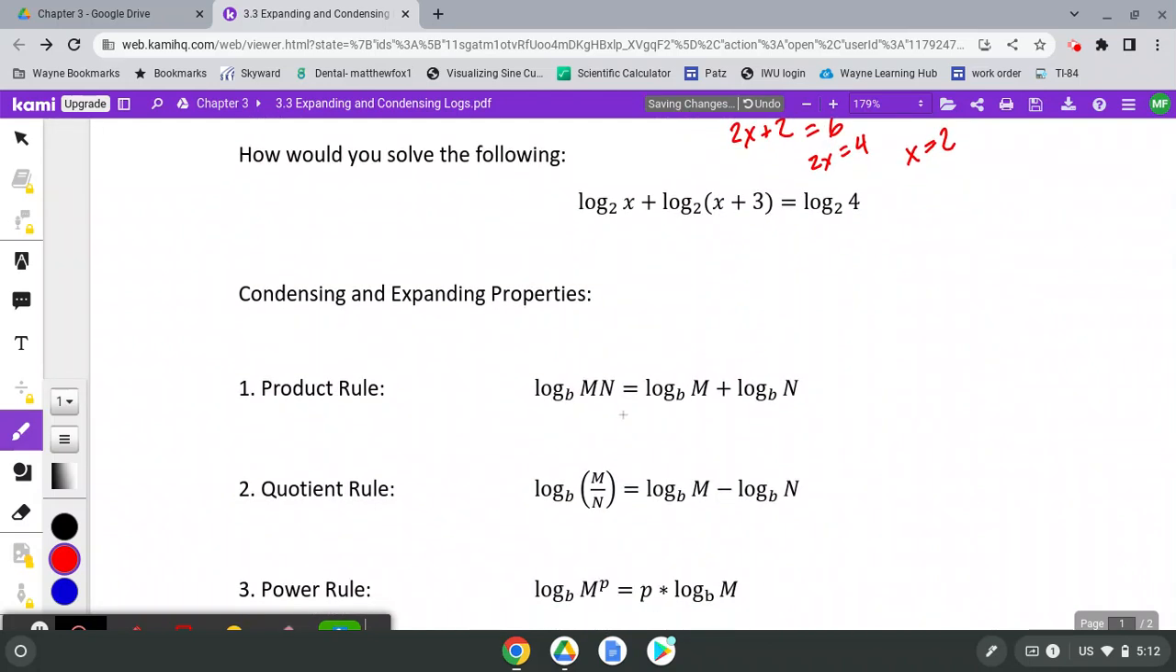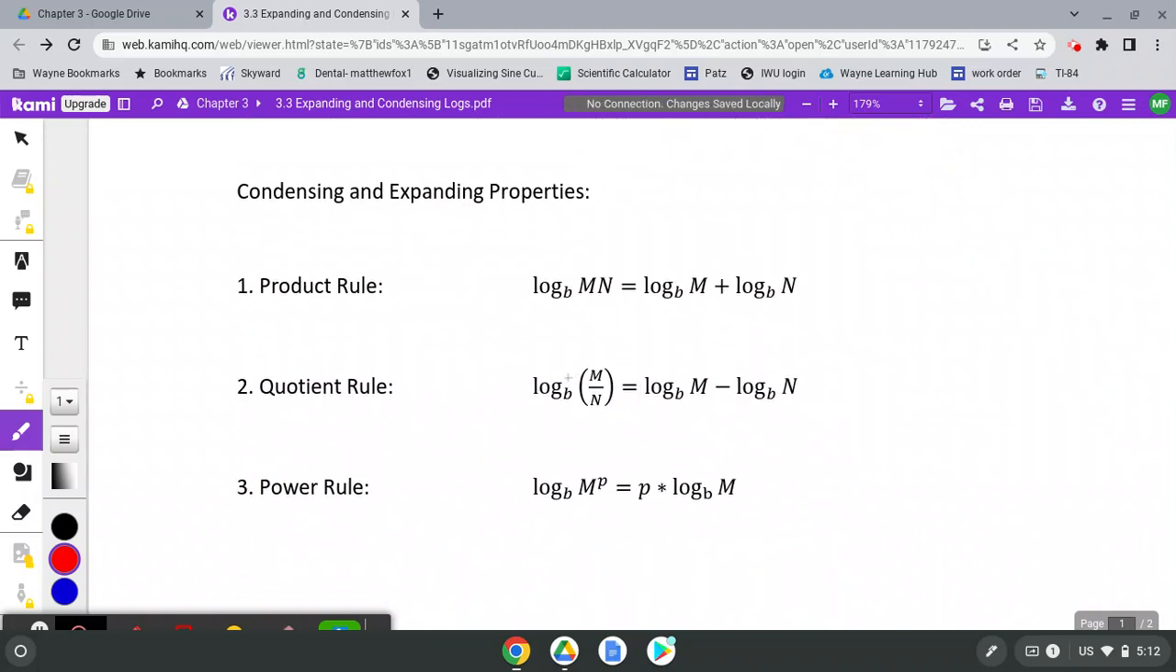The product rule: if we have log base b of m times n, do you see how they're next to each other? They're multiplied. That can be rewritten as log base b of m plus log base b of n, and vice versa. Now, this only works if they have the same base that you can combine them. But if they are being multiplied, we can split it up and add. Here, log base b of m divided by n, quotient we know is dividing. That can be rewritten here where we subtract. And then the power rule, if it's log base b of m to the p, that p gets multiplied out front, p times log base b of m.